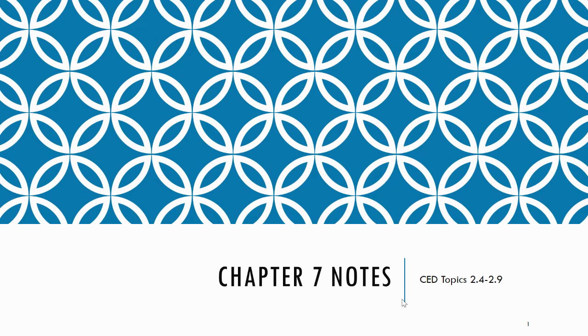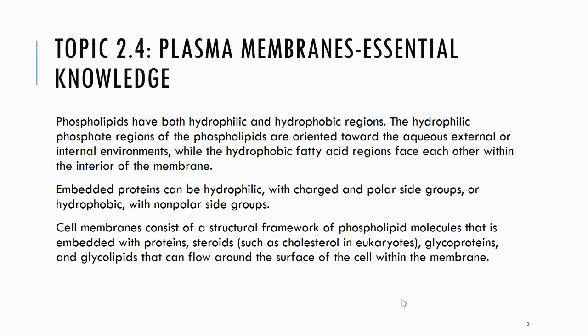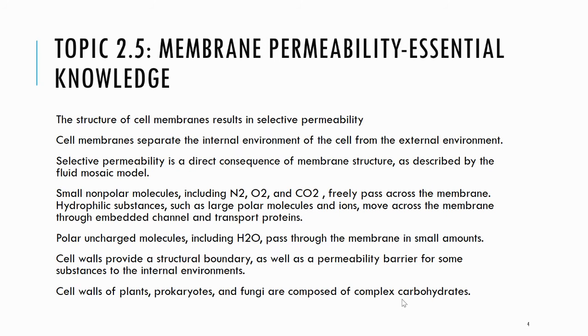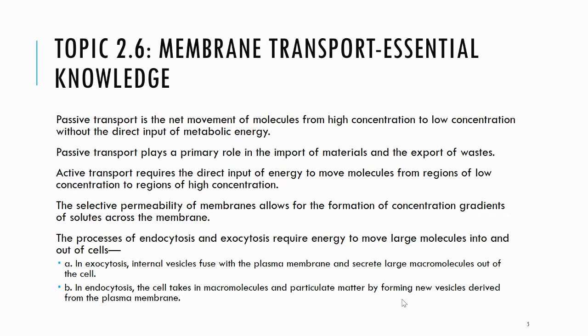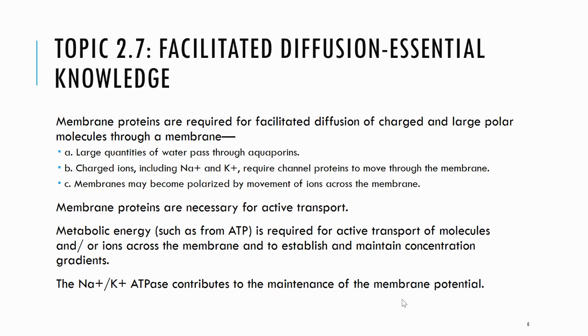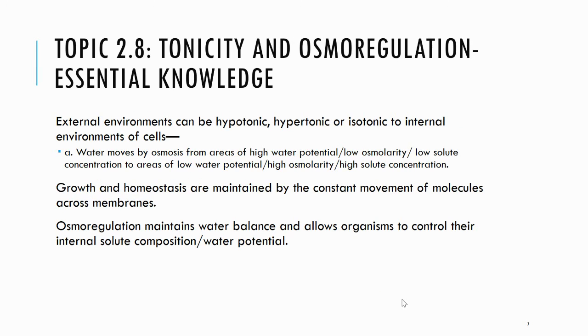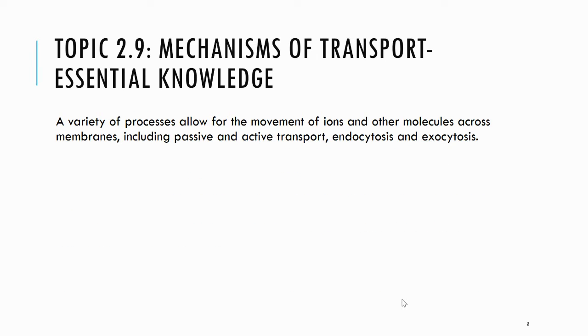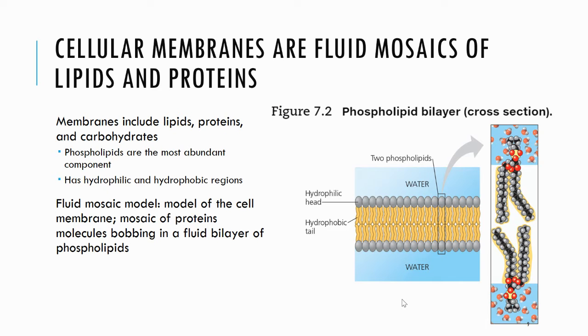Hello, APBIO students. This time we are going to look through Chapter 7 notes, which covers the cell membrane structure and function, as well as specifics on cell transport. We will cover the plasma membrane, membrane permeability, membrane transport, facilitated diffusion, tonicity and osmoregulation, and mechanisms of transport.